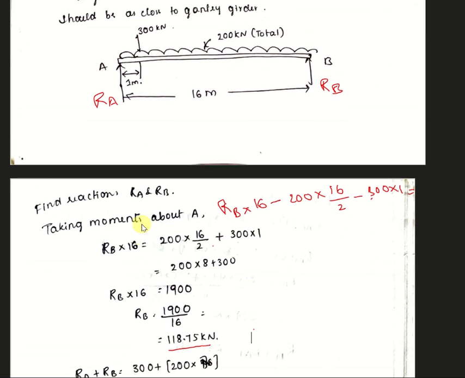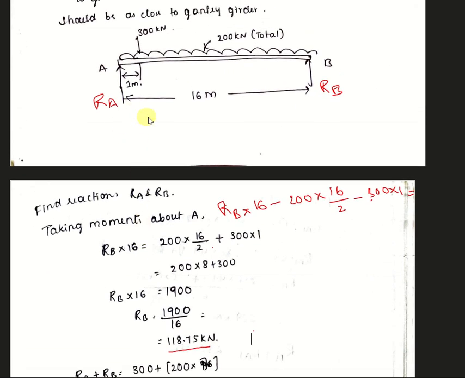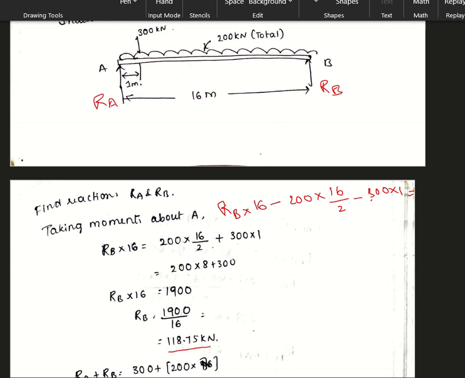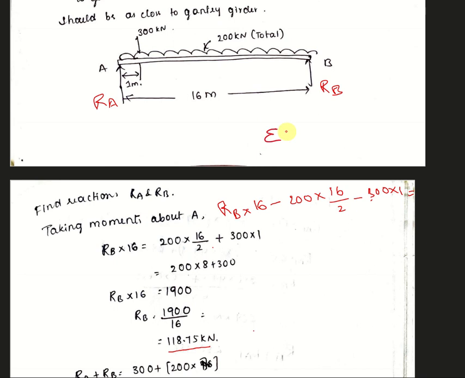Okay. So we have to now find out the reactions RA and RB. So what we have to do? Generally, all moments about any point should be 0. So for example, I will be taking sigma MA is equal to 0. All moments about point A will be 0.